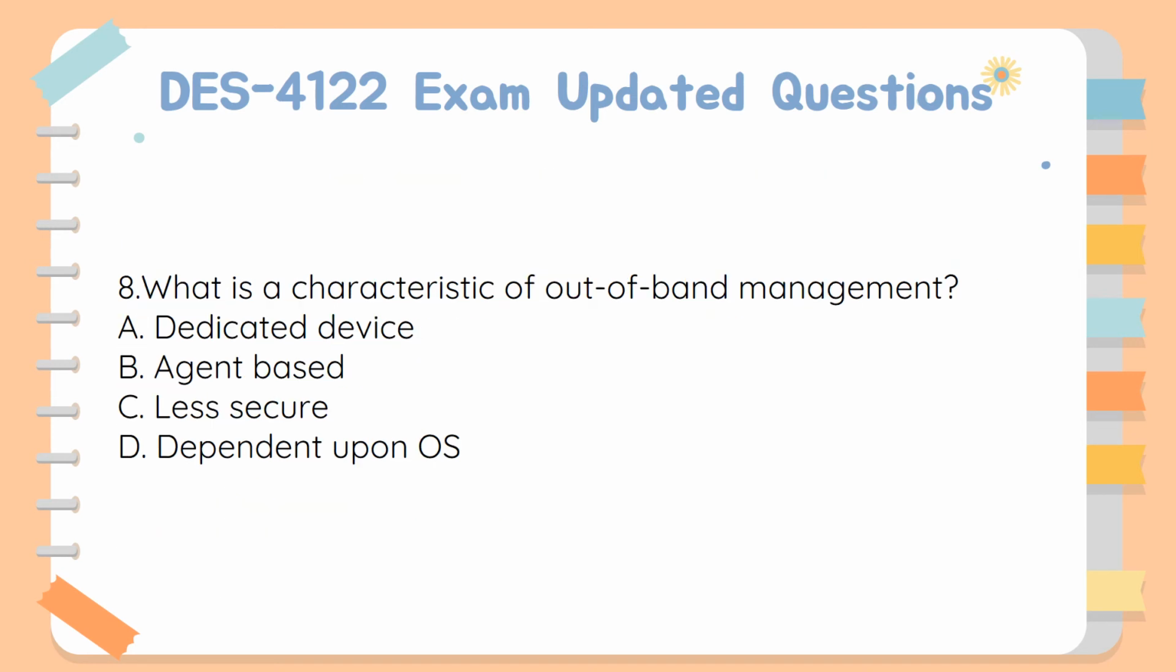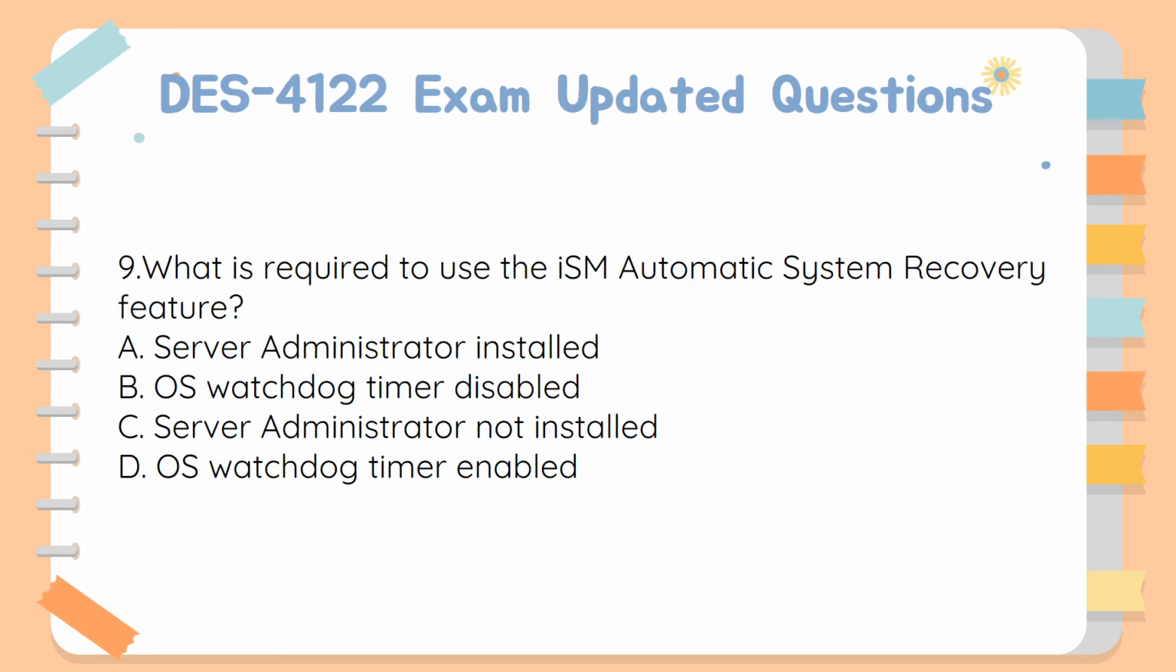8. What is a characteristic of out-of-band management? A. Dedicated device. B. Agent-based. C. Less secure. D. Dependent upon OS. 9. What is required to use the ISM Automatic System Recovery feature? A. Server Administrator installed. B. OS watchdog timer disabled. C. Server Administrator not installed. D. OS watchdog timer enabled.